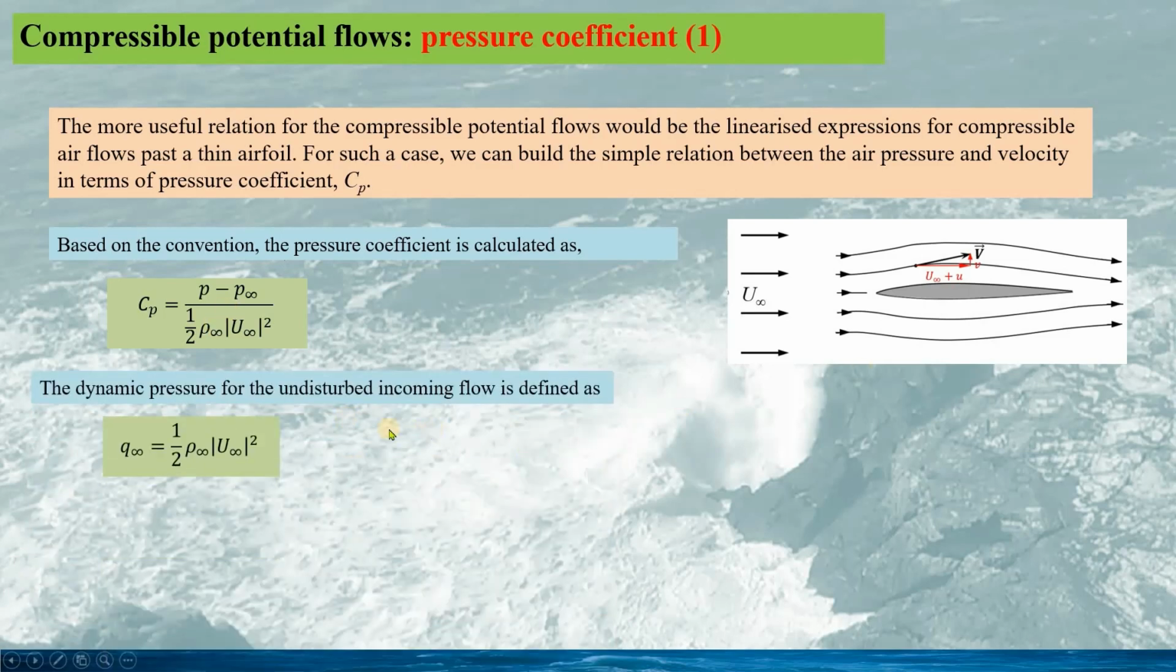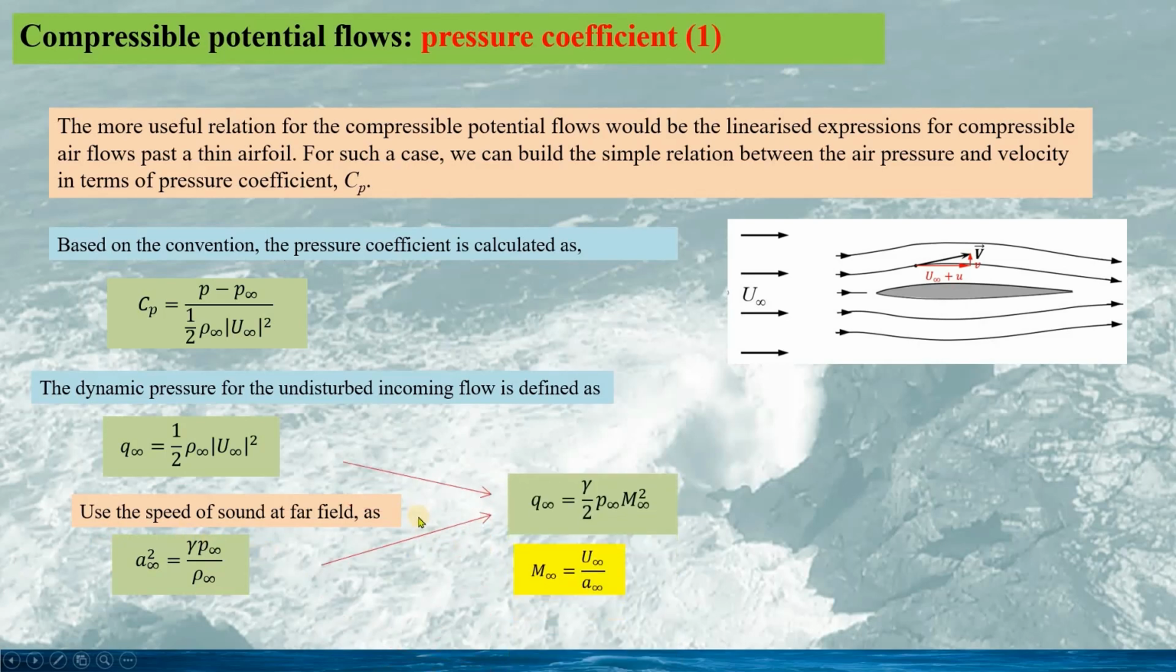The dynamic pressure for the undisturbed incoming flow is defined as this. And if we use the speed of sound at the far field, a infinity, calculated as this equation, we can write the dynamic pressure for the undisturbed incoming flow in this form. Here, M infinity is the Mach number for the undisturbed incoming flow. So we put this dynamic pressure into the pressure coefficient. We can obtain the expression for the pressure coefficient given as this.